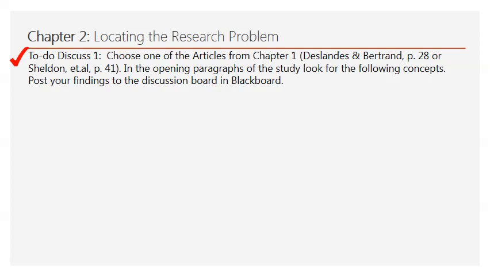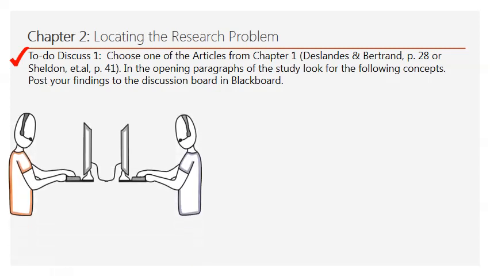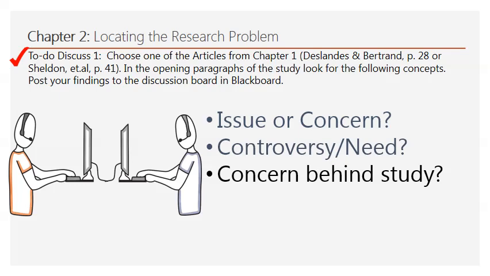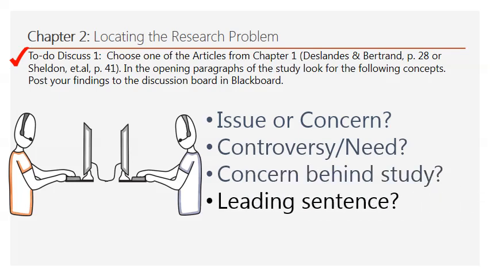We are adding a to-do in the middle of the first microlecture, locating the research problem. To do this, you will choose an article from Chapter 1, either the one on page 28 or the one on page 41. In the opening paragraphs of the study, look for the following concepts: issue or concern, controversy or need, the concern behind the study, a leading sentence. And what we'd like you to do is post your findings to the discussion board in Blackboard.